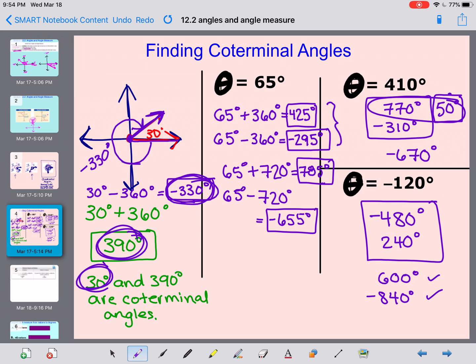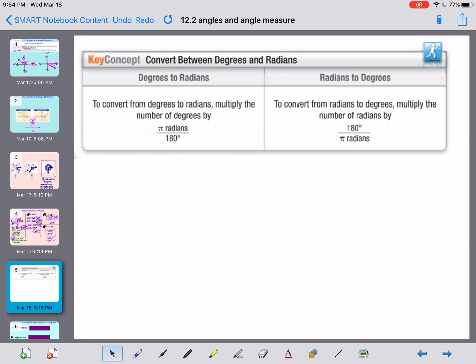Okay, the last part of this lesson is converting between degrees and radians. So in the book, it gives you an explanation of what a radian is. You can go and read that if you would like to. What you need to know is that a radian is basically a measure for theta. Just like, if we're measuring distance, we can use feet, meters, or miles, right? We have all these different units. If we're measuring an angle, you typically will use degrees, or you can use radians, right?